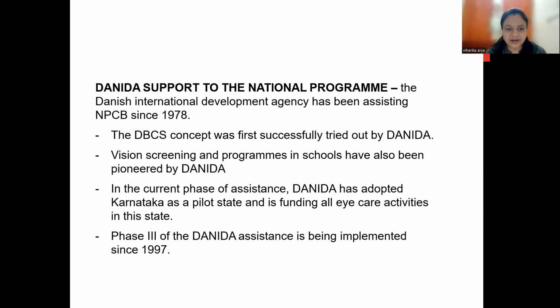Okay. So this is the DANIDA support of the national program. The Danish International Development Agency has been assisting NPCB since 1978. DANIDA is important. It started in the 1970s.